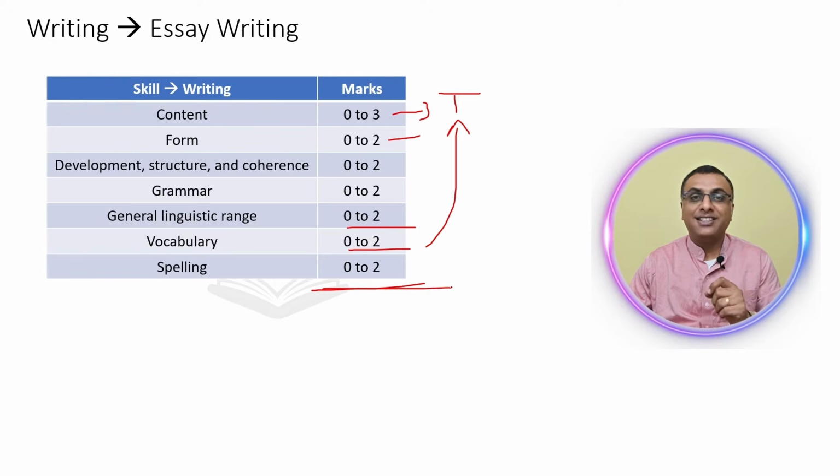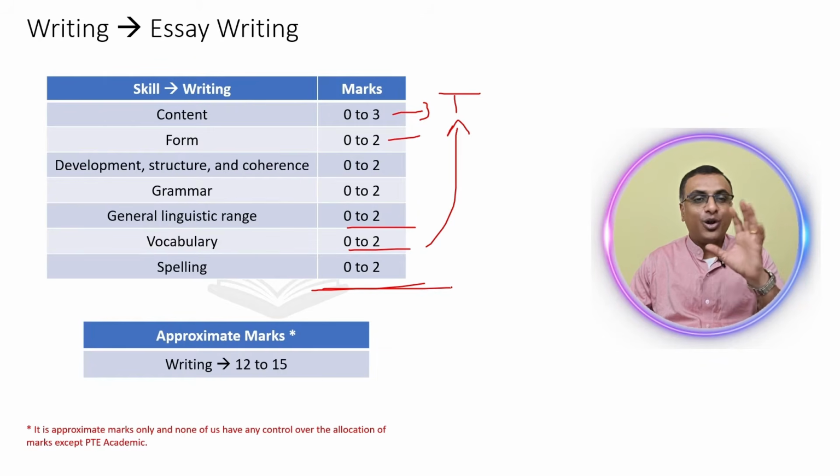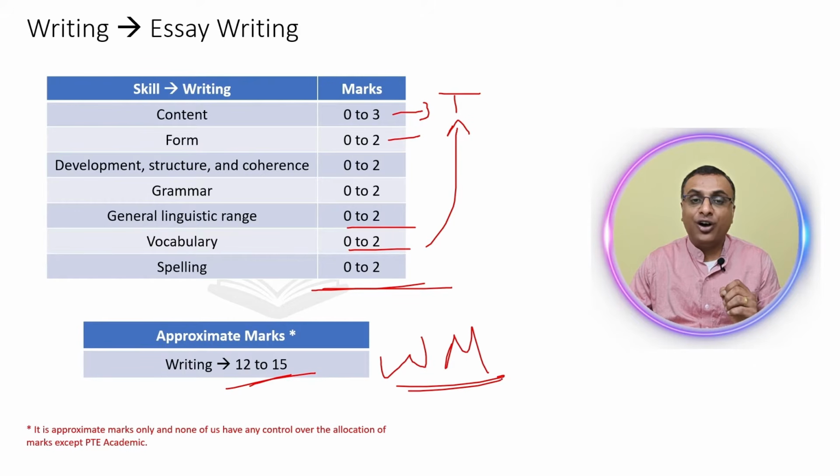Lastly, spellings. If you write incorrect spellings, PTE will start decreasing marks drastically. So make sure to type correct spellings in your essay. Last but not the least, overall if you see, you will get about 12 to 15 marks for your writing module only for essay question.